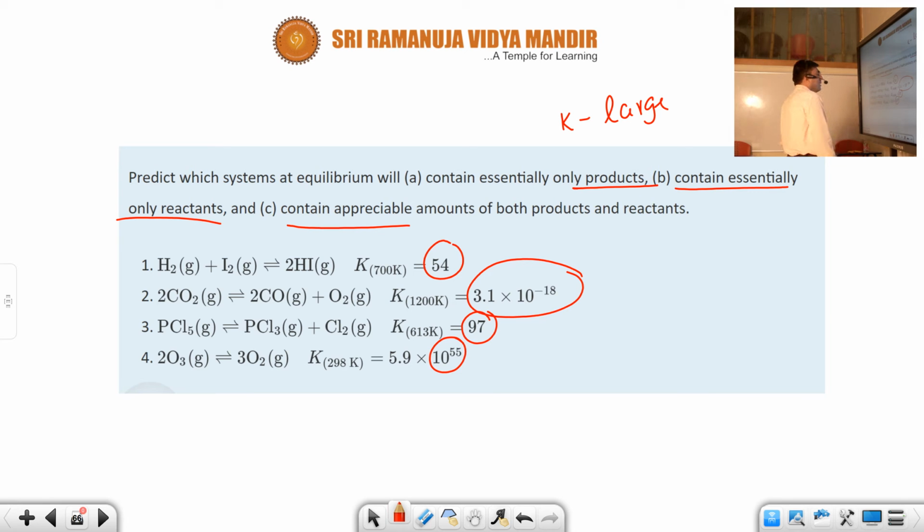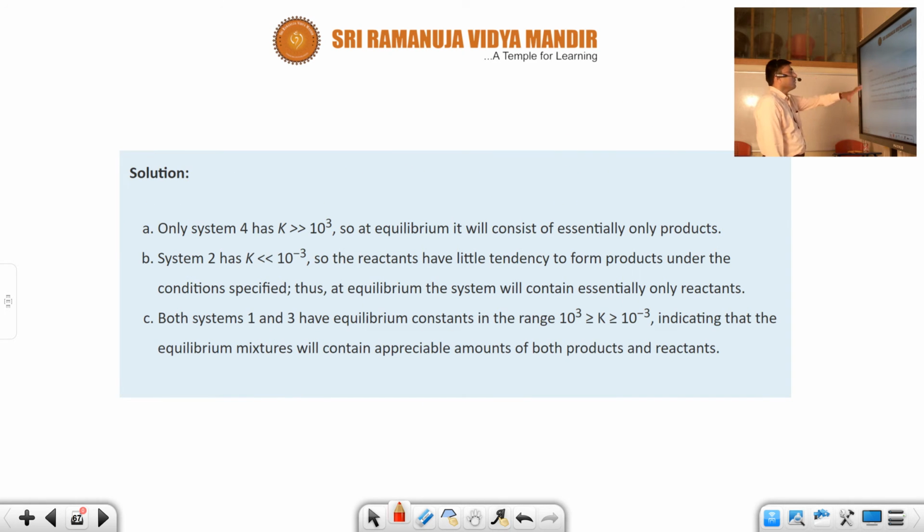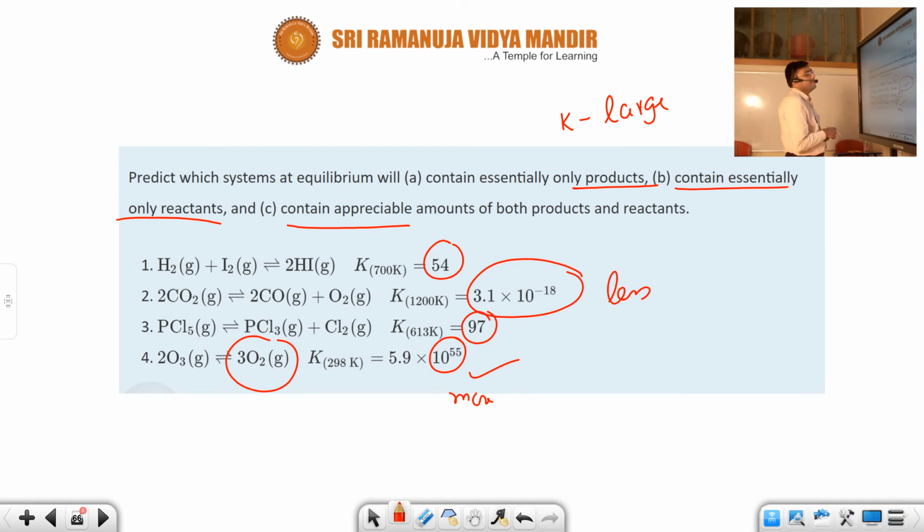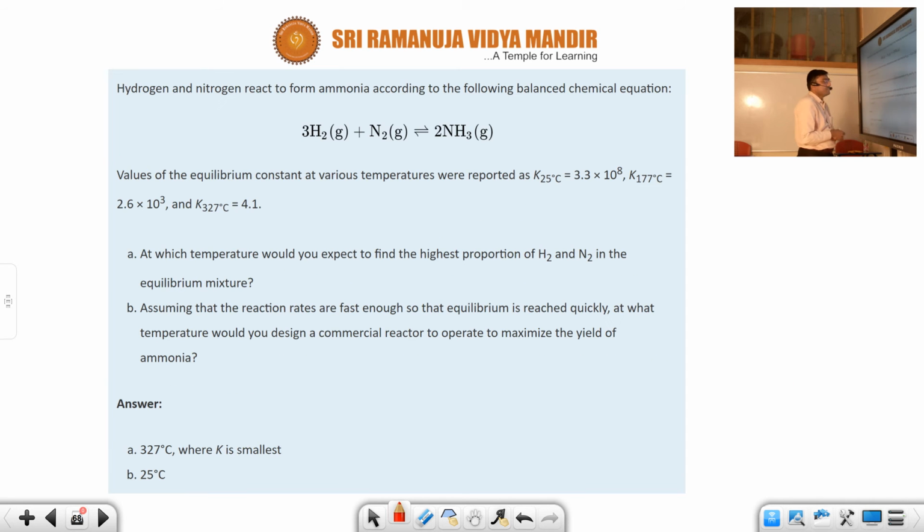Students, try to understand. 10^55 means so many more products will be formed. Agreed? 10^-18 means less will be formed, while here more will be formed. This is how you can understand the values, because I already conveyed to you 10^3. If K is greater than 10^3, products will be formed. If it is less than 10^-3, products won't be formed, so only a small quantity of product will be formed.